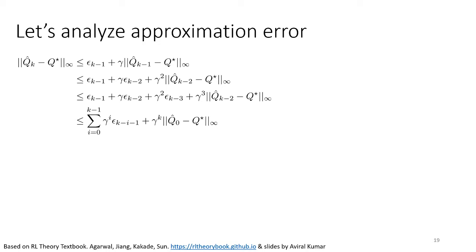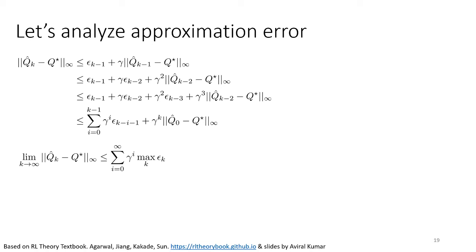Now, this tells us something very interesting and also very useful, which is that the more iterations we take, the more we essentially forget our initialization. Because as k goes to infinity, this gamma to the k term will vanish because gamma is less than 1, which means that the effect of our starting point, q hat 0, is going to vanish. So what that means is that if we take the limit as k goes to infinity, the second term gamma to the k vanishes because gamma to the k approaches 0. And for the first term, we're going to simplify it a little bit. We're going to replace all those epsilon k minus i minus 1 terms with just the maximum epsilon we get over all the iterations.